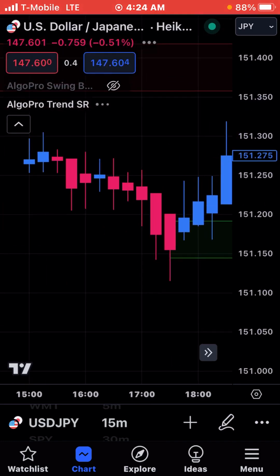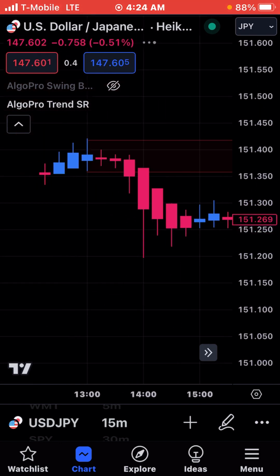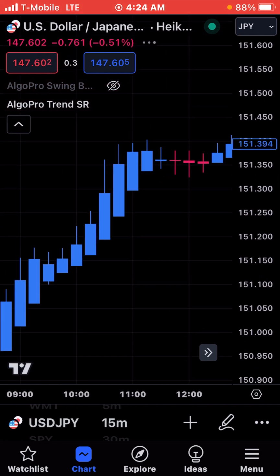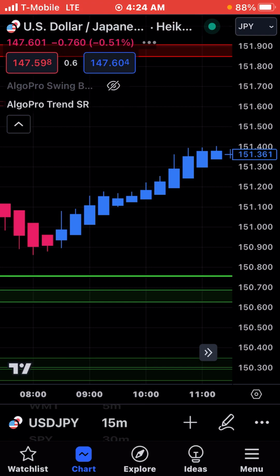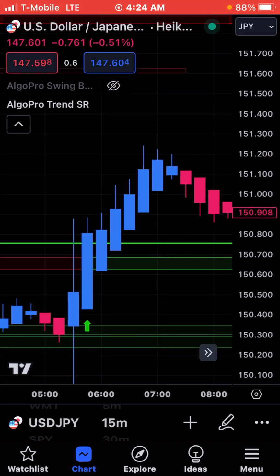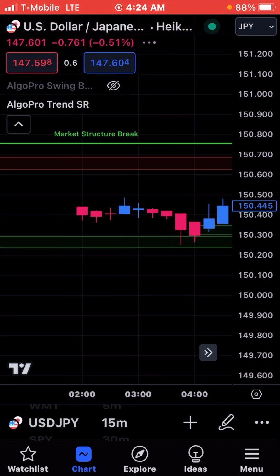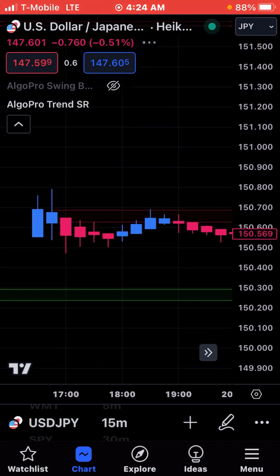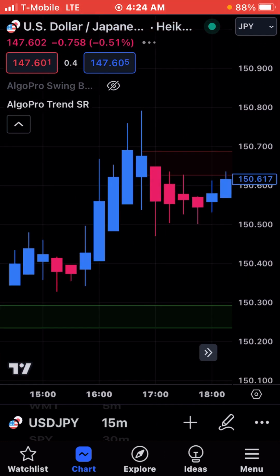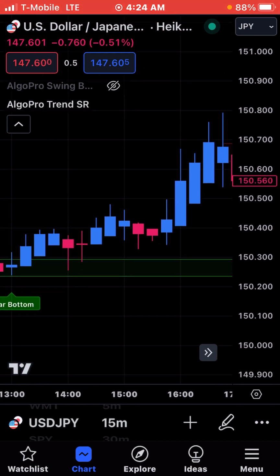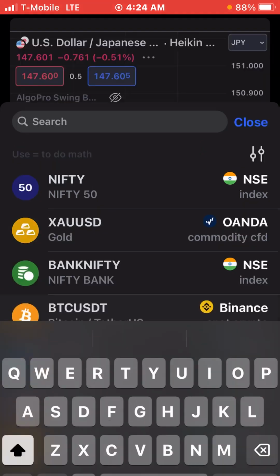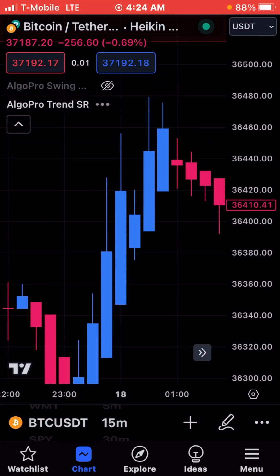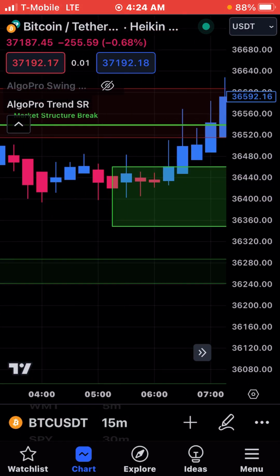So it's pretty much self-explanatory. You find order blocks, and you find moments when the candles are inside the order block. That's usually where you can find a lot of profit. You can find a lot of moments where that happens. But this is Forex. Let's look real quickly at Bitcoin. Let's look at what Bitcoin is doing.